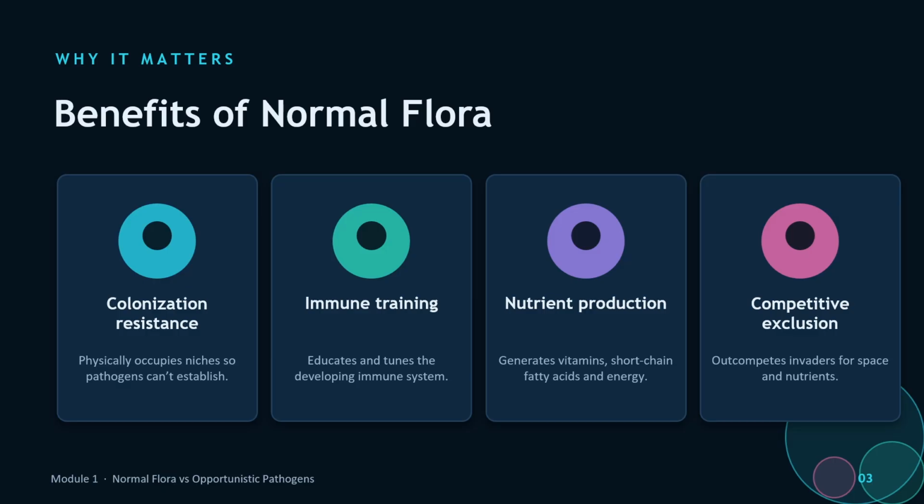Fourth, competitive exclusion. Commensals outcompete would-be invaders for nutrients and binding sites, and some actively secrete inhibitory compounds. This is exactly why broad-spectrum antibiotics can backfire. Wipe out the protective flora, and you remove colonization resistance, opening the door to overgrowth by organisms like Clostridioides or resistant coliforms. Healthy flora is a frontline defense.